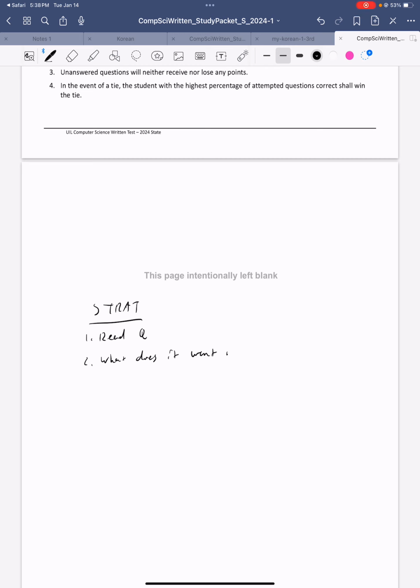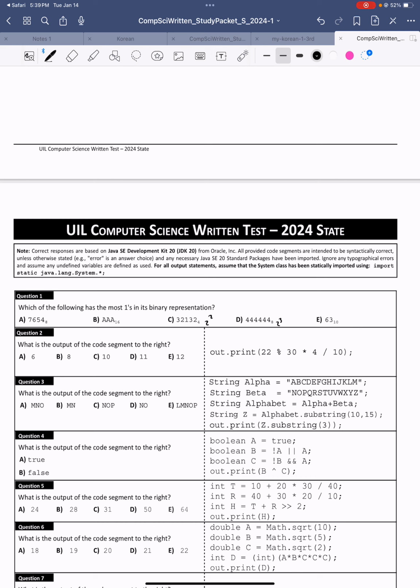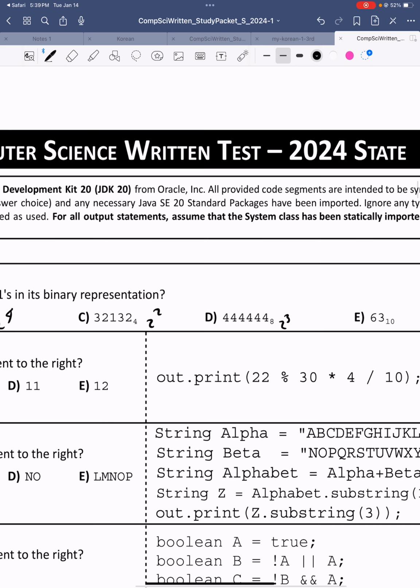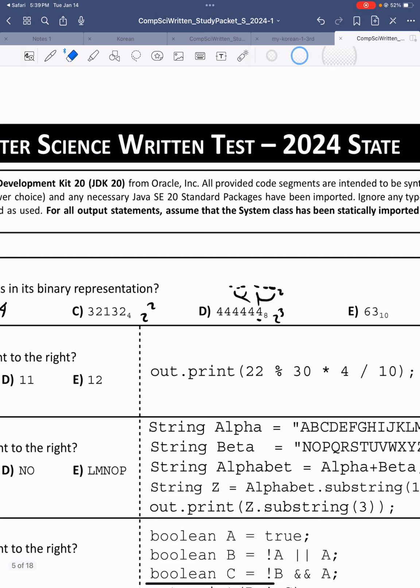Number one, we want to find out which has the most ones in its binary representation. So we see that the bases are 8, 16, 4, 8 again. These bases are powers of 2. So this is 2 to the third, this is 2 to the second, 2 to the fourth, 2 to the third again, right? And if you looked at my previous videos, you know that each digit, for base 8, would represent 3 digits in binary. So this goes here, and then another 3 digits for this 4 and so forth.